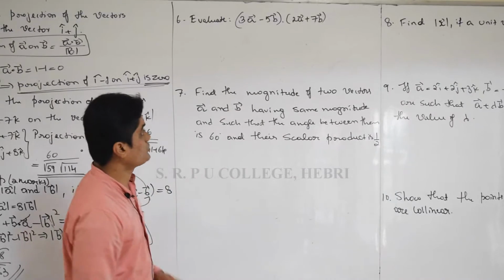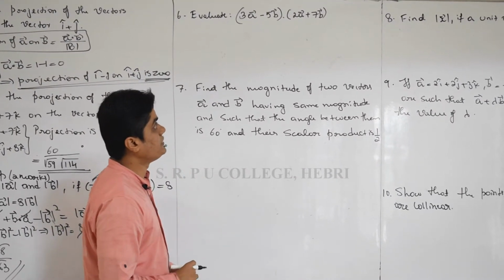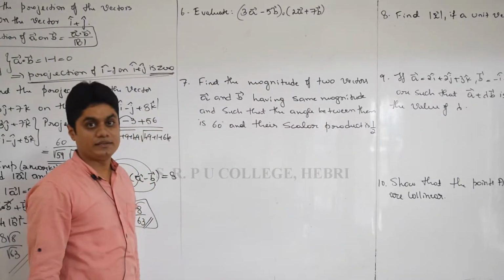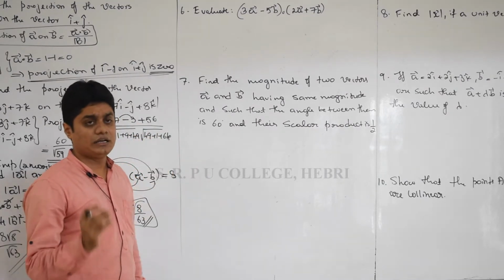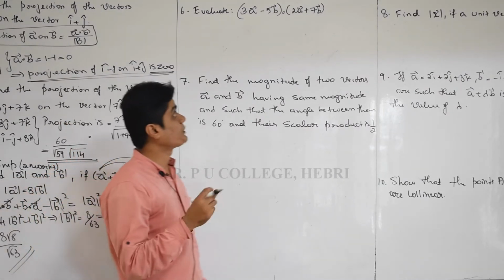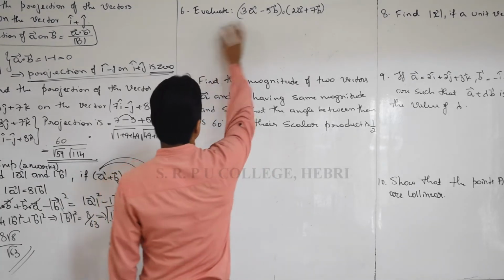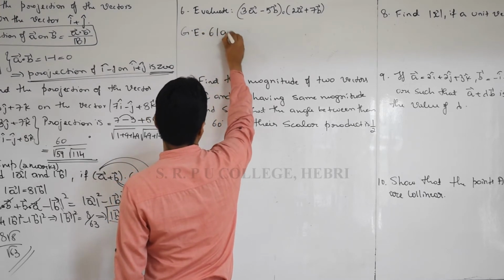Okay, so 6th question: evaluate 3 into A minus 5 into B dot 2 into vector A plus 7 into vector B, and then just like normal multiplication. But remember, when you take the product of two vectors, it should be a dot product, and use the properties of the dot product. Okay, so directly I'll write the expression: 3 into 2 is 6, magnitude of vector A whole square.